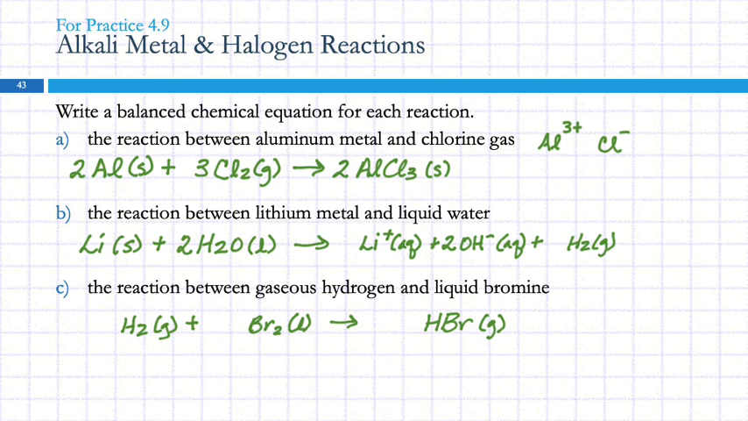How do I balance this? Put a 2 over here. So 2 hydrogens, 2 hydrogens, 2 bromines, 2 bromines. Any questions?